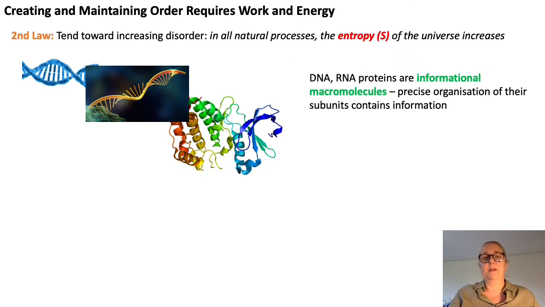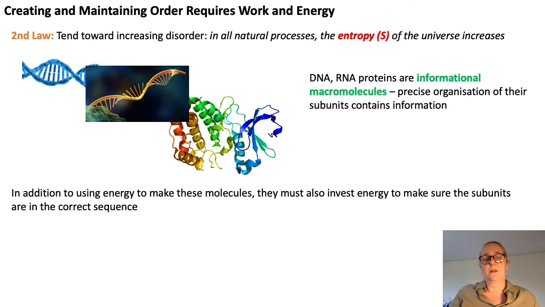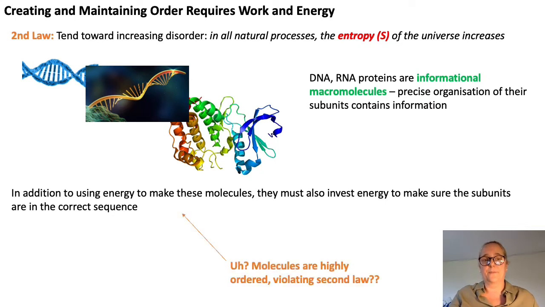If we look at our macromolecules, things like DNA and RNA and proteins, these provide information, so they are informational macromolecules. There's a precise organization of the subunits which contains this information. In addition, using energy, we can make these molecules, and they can invest energy to make sure that the subunits are in the correct sequence. So the molecules are highly ordered, but they're seemingly violating the second law of thermodynamics.